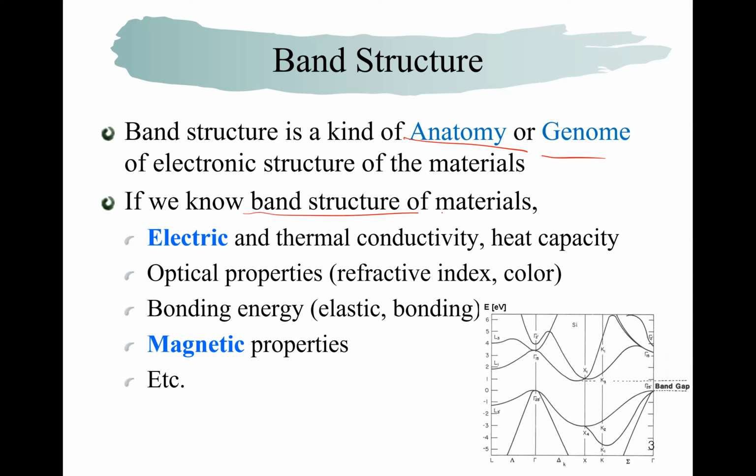If you know the band structure of a material, you can calculate the electric or thermal conductivity and heat capacity, and also optical properties, meaning you can calculate the reflective index or the color of this material, or the elastic characteristics, and also magnetic properties, and so on. So that's why people try to calculate the band structure.